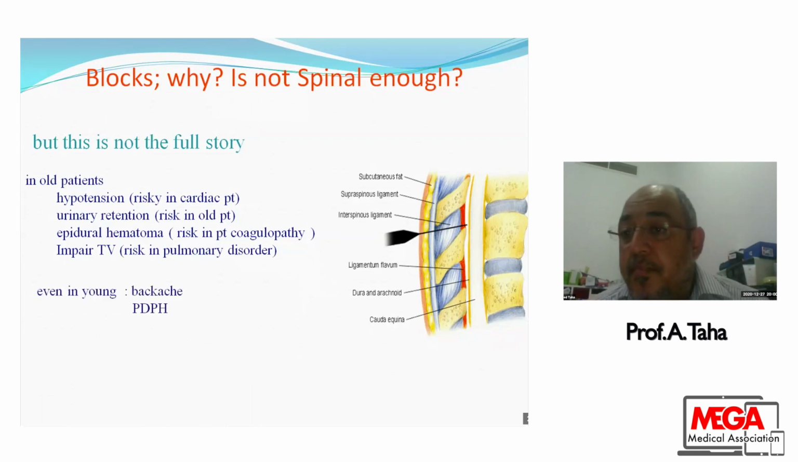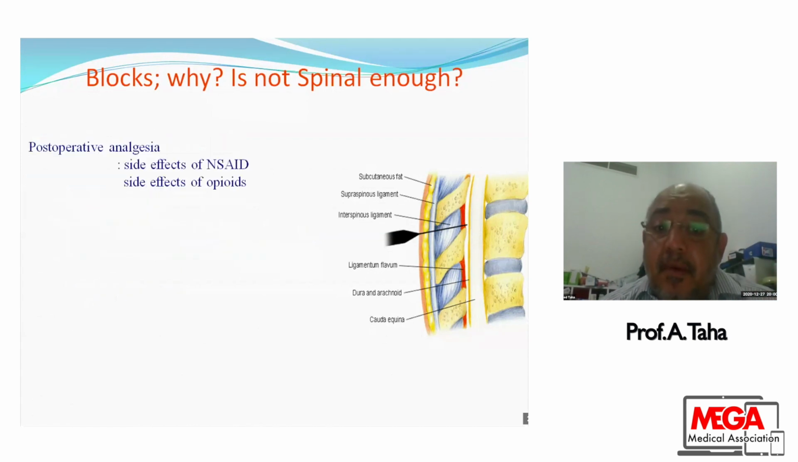Even in healthy patients, spinal may cause backache and post-spinal puncture headache. So in these cases, we prefer to use nerve block as the sole anesthetic technique. Even if the patient is healthy, we can use nerve block as an adjuvant to spinal or general anesthesia. It minimizes the use and consumption of non-steroidals and opioids.